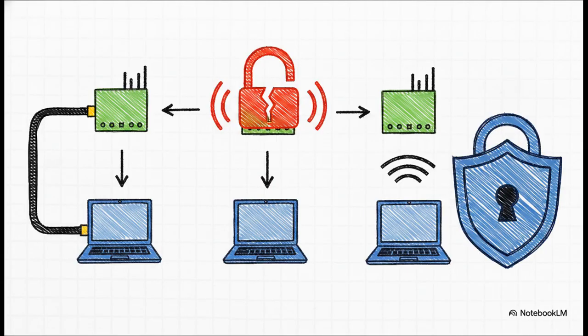So, to actually get in and configure these devices, network engineers rely on 3 main access methods. First up is console access. This is a direct physical connection using a rollover cable. You'll use this a lot for brand new, out-of-the-box devices that don't even have an IP address yet. Then we have our remote options, Telnet and SSH.